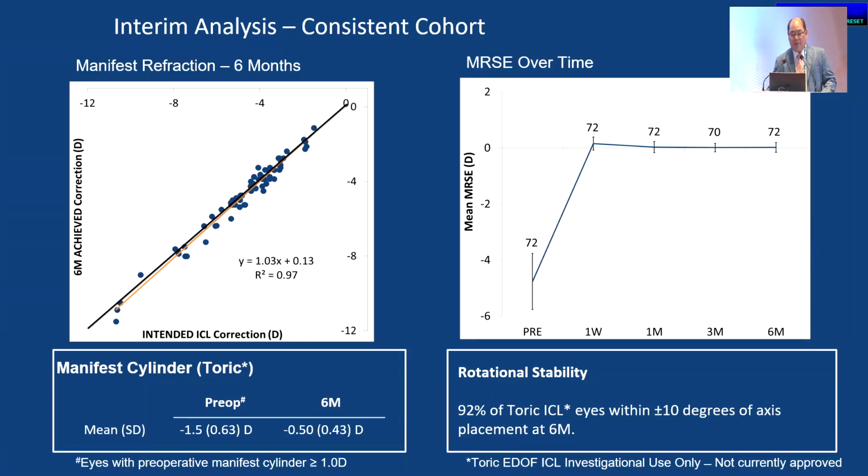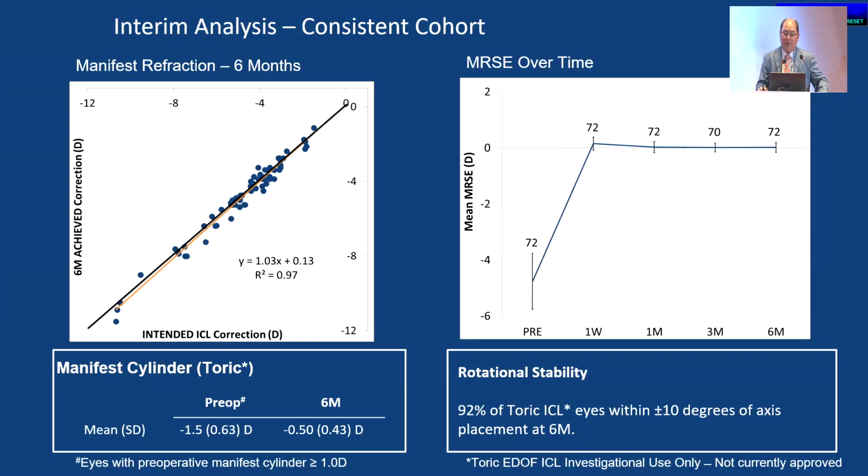In terms of refraction, the difference between this study now and the previous study is we adjusted the nomogram to be a little more plus in terms of targeting. So we wanted to be more plano or emmetropic in the outcomes. As you can see here, the intended correction now is nearer the line, where achieved and intended are near that line.